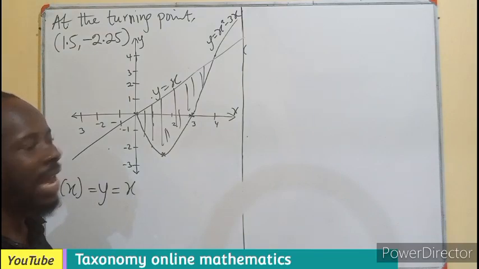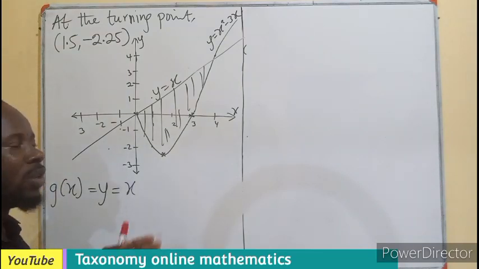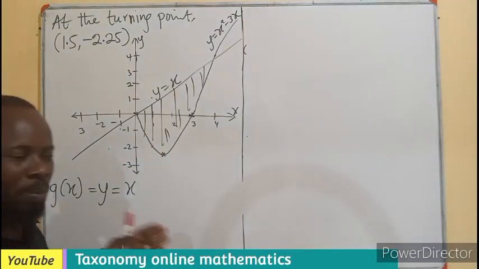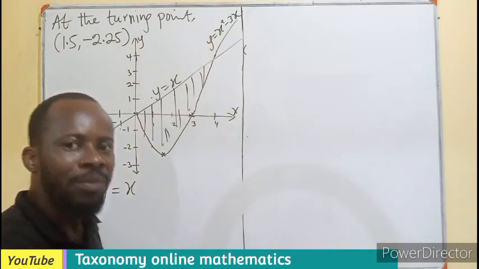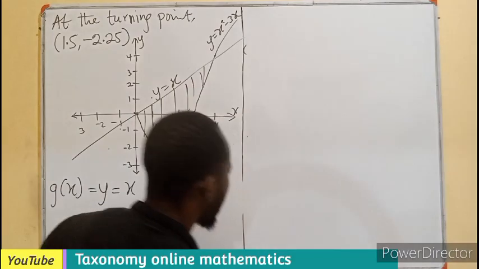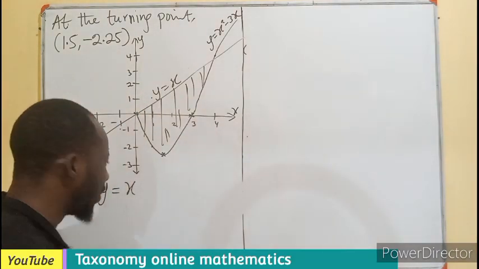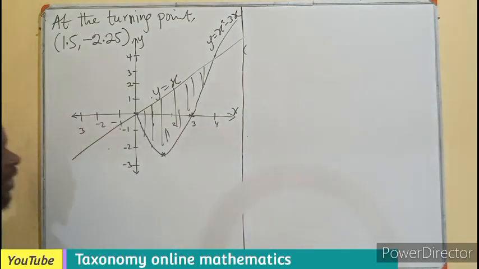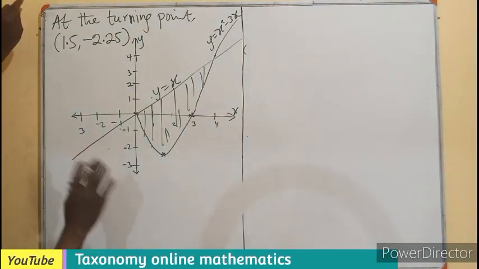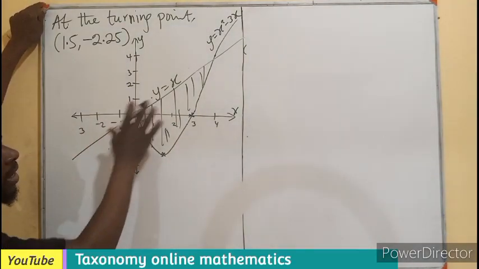F of x. So what do we do? We are going to integrate. So performing integration, we need our limits of integration, the lower limit and the upper limit. So what do we do? We need to find the point of intersection of the two curves.